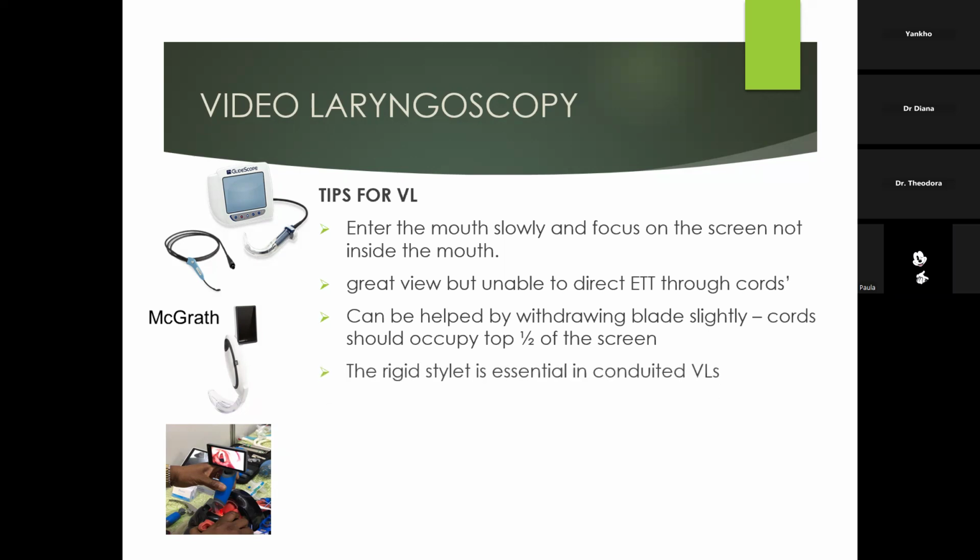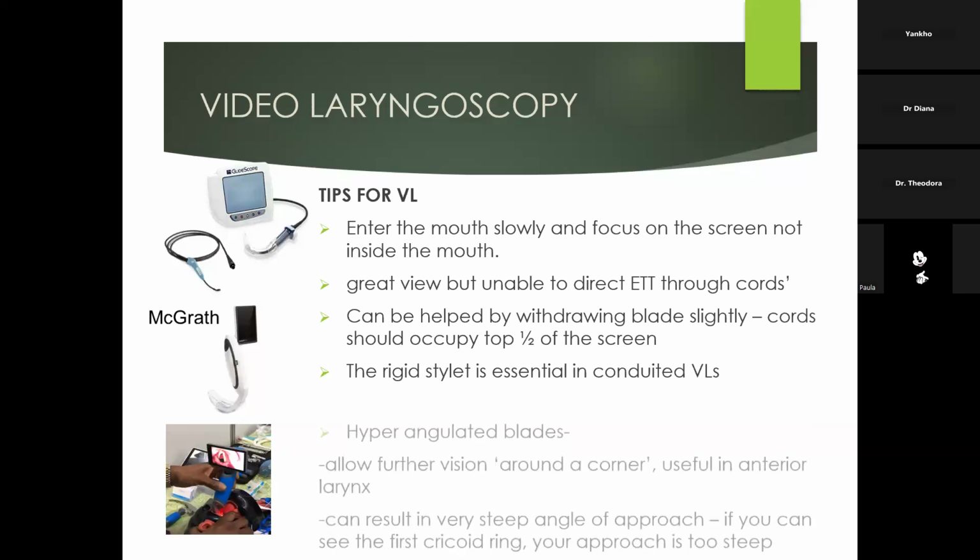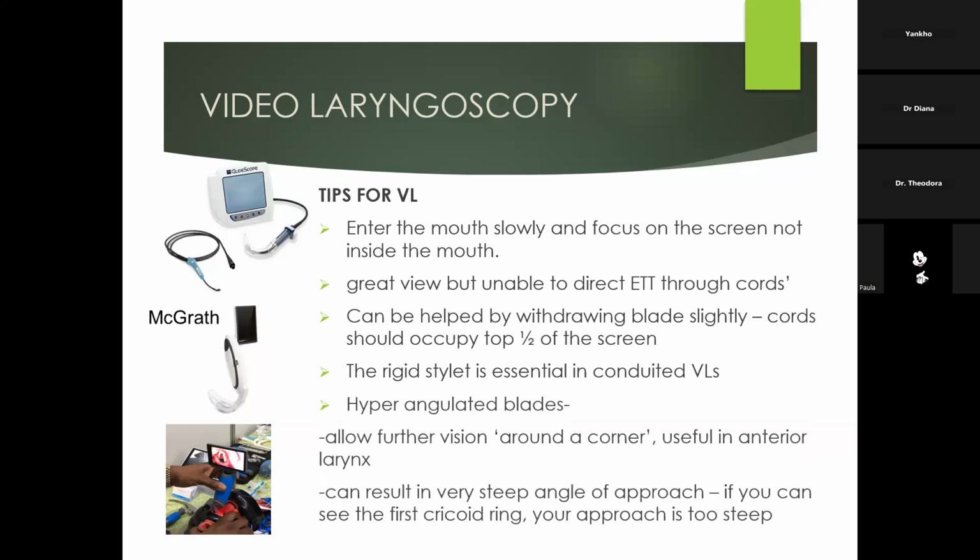So the rigid stylet is also an essential one in conduited video laryngoscopes. I will show you what I mean by that, and also hyperangulated blades. So the hyperangulated blades allow further vision around the corner, and they are useful in situations of anterior larynx. So they can result in a very steep angle approach. If you can see the first cricoid ring, then you have an approach that is too steep.